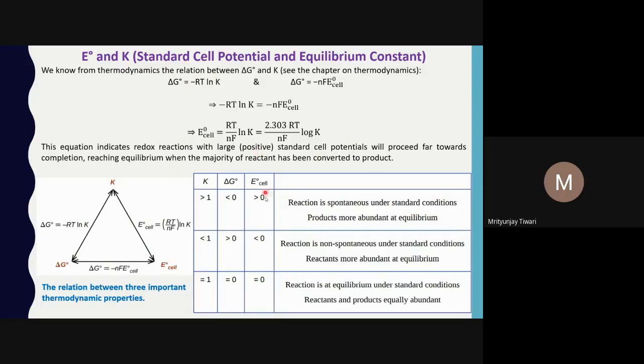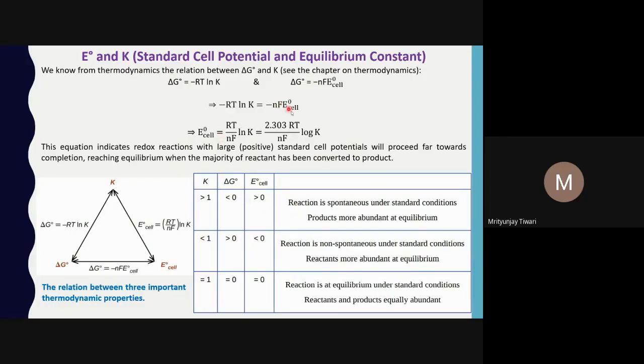The similar thing we can see: delta G is less than 0, meaning it is negative. So E naught cell will be positive, because the same thing we can put here: delta G naught is negative, less than 0, and the negative will be cancelled out. So E naught cell will be a positive number. So the E naught cell will be greater than 0.